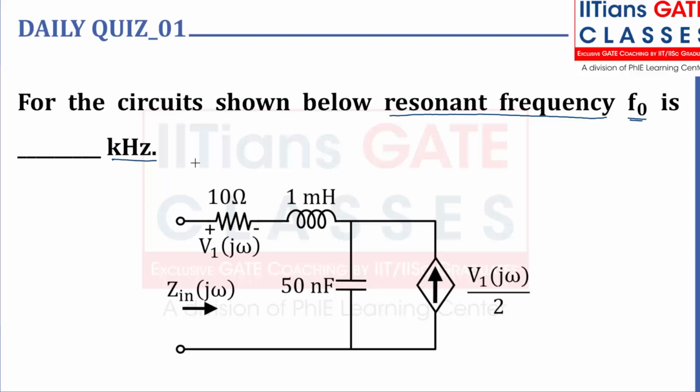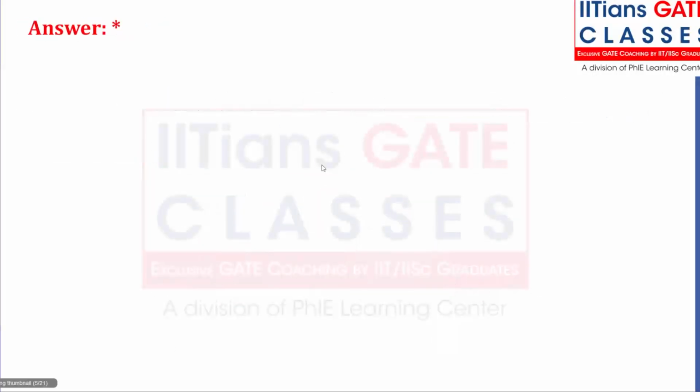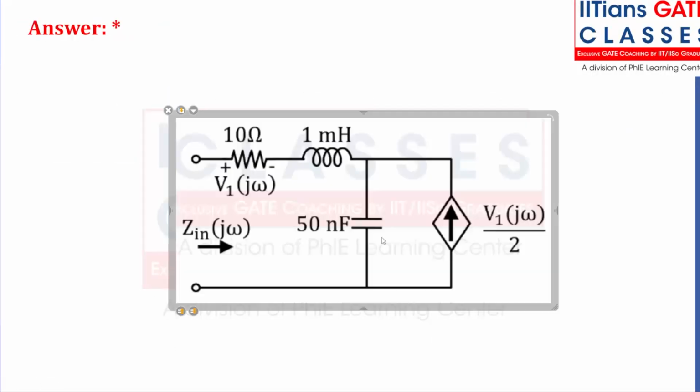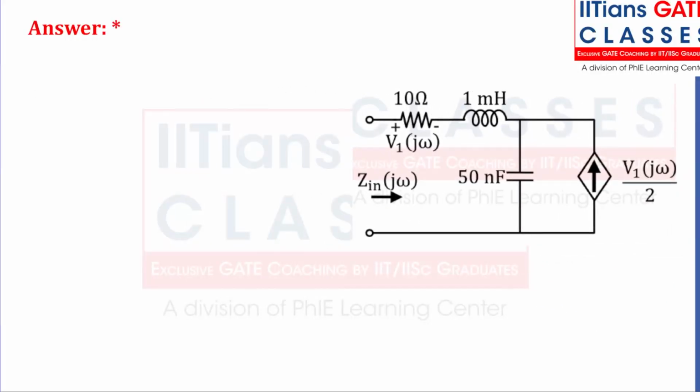So if I have to find the resonant frequency, what we can do over here is simply take the Thevenin equivalent impedance of this circuit. So we know that ZTH is equal to the ratio of VTH by ITH. So what is VTH? VTH is this voltage and ITH is this branch current.